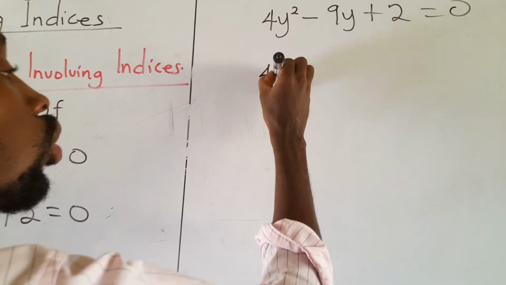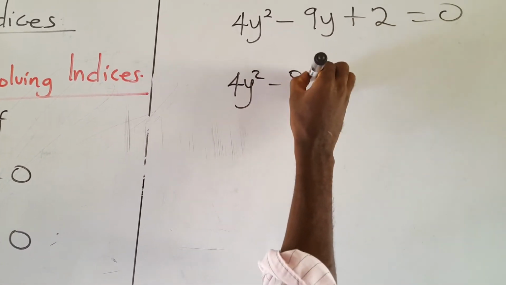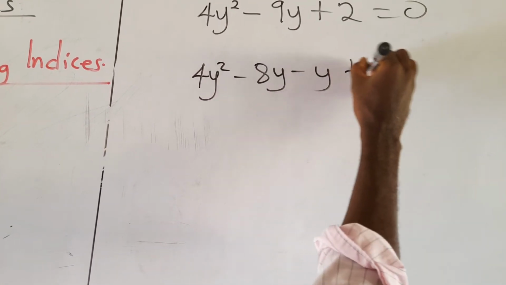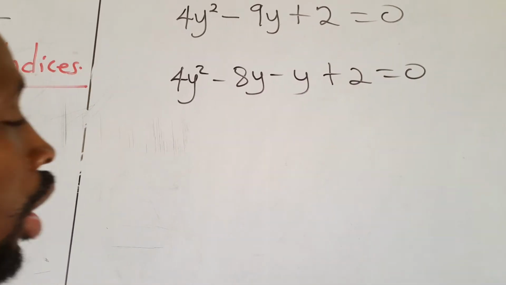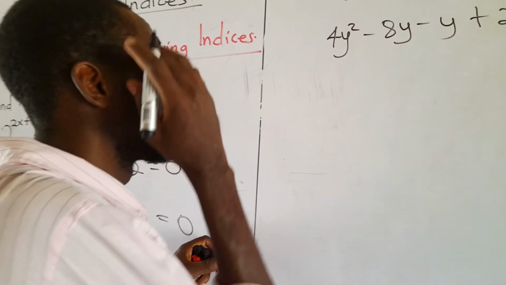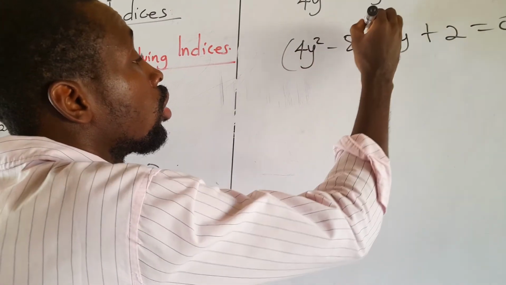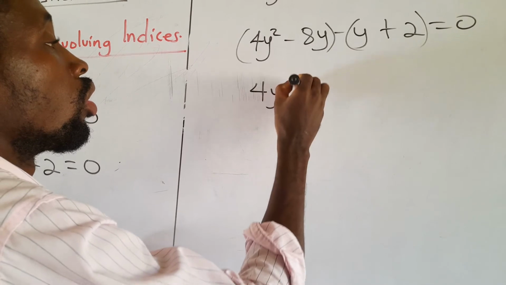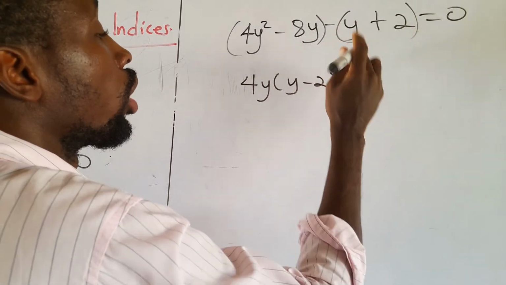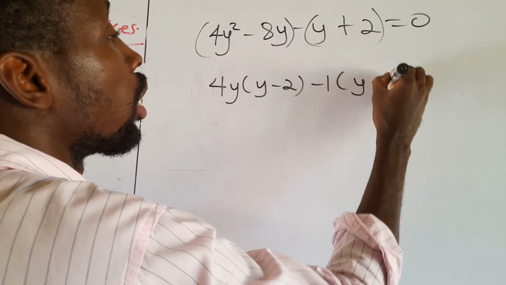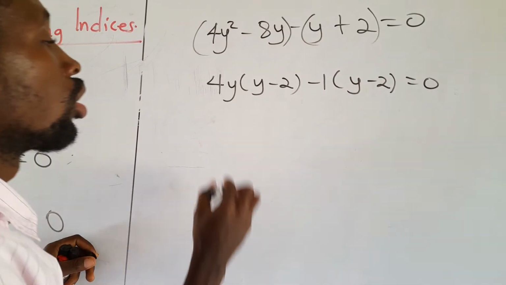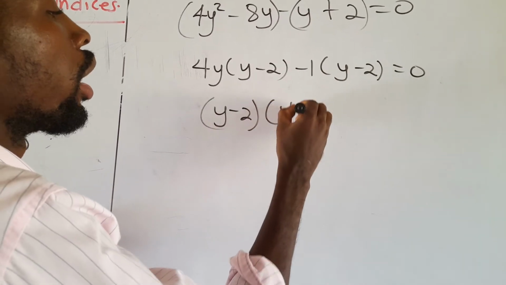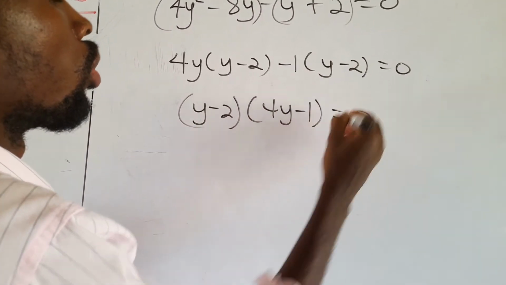We replace the linear term by those factors. So we have 4y squared minus 8y minus y, that's negative 8 and 1, plus 2 equal to 0. Please check out my videos on how to solve quadratic equations. We factor out common factors. What's common here? 4y is common, you have y minus 2. What's common here? Negative 1, y minus 2 equal to 0. So factor out y minus 2, we'll be left with 4y minus 1 equal to 0.